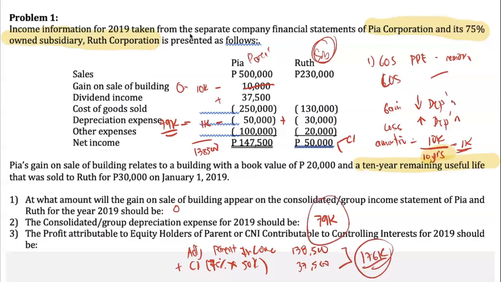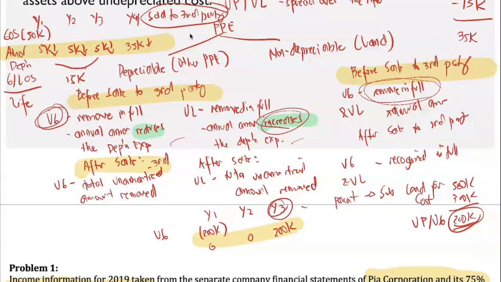Okay? So, ang kailangan nyo lang tandaan dito, gain or loss, ito. Before sale, unrealized gain, remove in full. Unrealized loss, remove in full. And then, you will make annual amortization. For gain, it reduces depreciation expense. For loss, it increases depreciation expense.